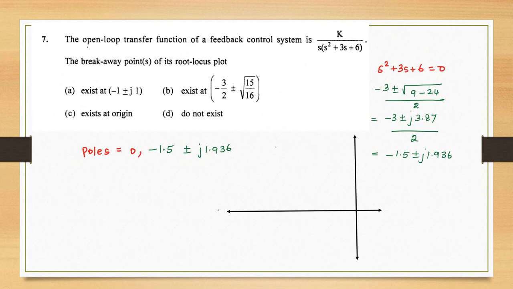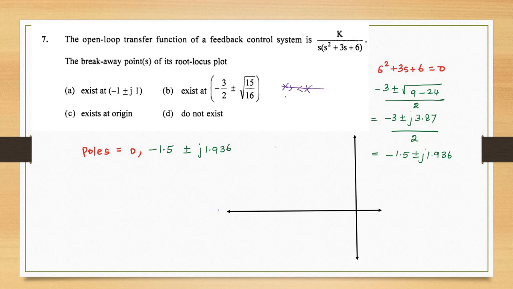Next, problem number 7. The open loop transfer function of a feedback control system is K divided by s into s square plus 3s plus 6. The breakaway point of its root locus plot. So how to find out the breakaway point? The breakaway point should be between 2 poles. Between 2 poles, the breakaway points exist.